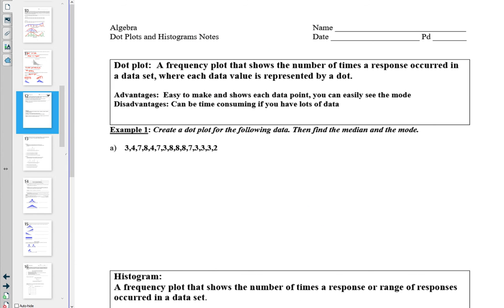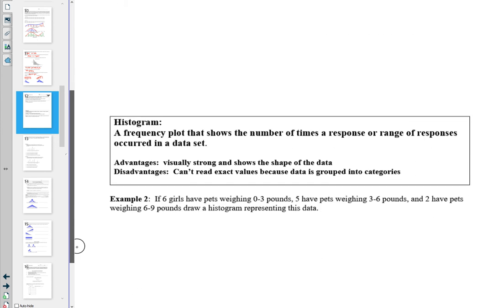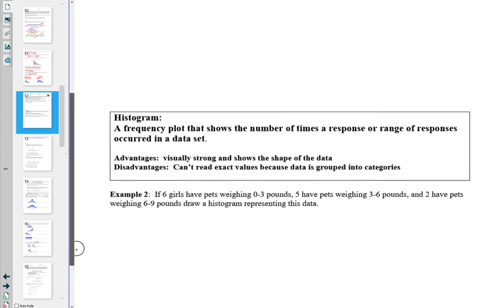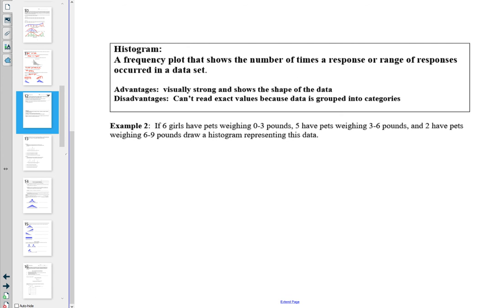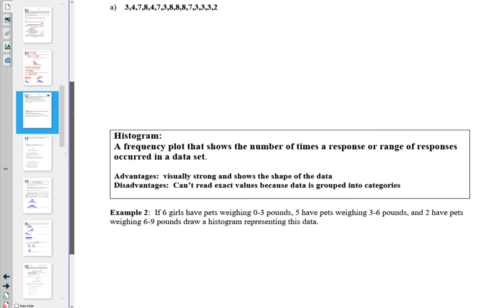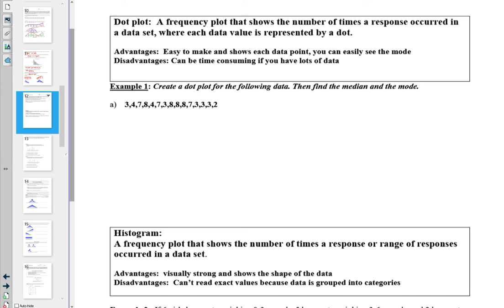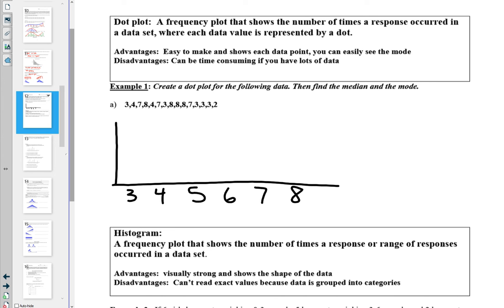Let's see the next page, see how much time we have. Dot plots. And then find median and mode. All right, we'll do this one. We'll do example one, and then we'll call it a day after this one. So for a dot plot here, let's start off with 3, 4, 5, 6, 7, 8. I don't need to really have axes. I just have dots. So how many?